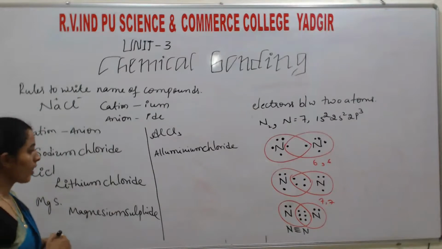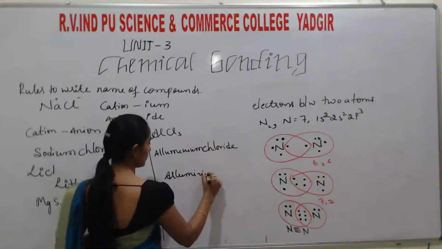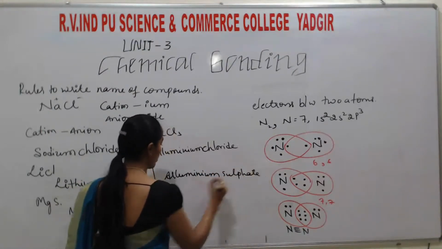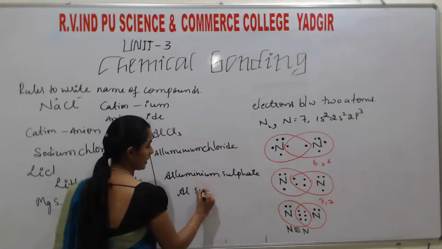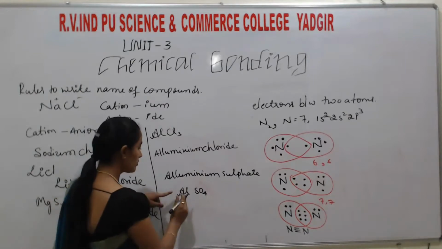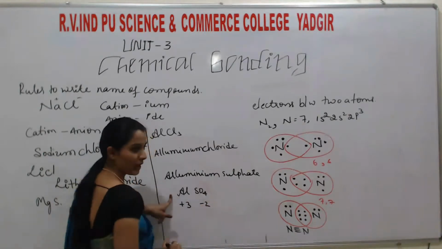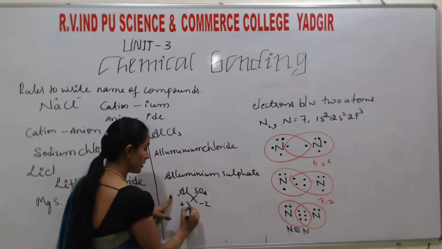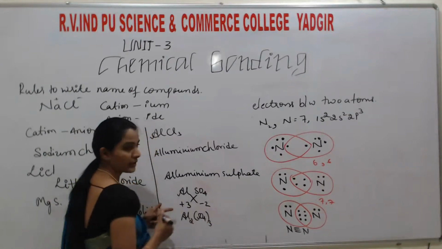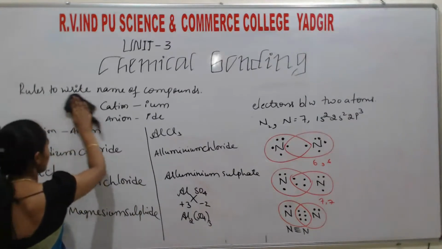Okay, if you want to write the formula also, students, so listen, if they give aluminium sulfate, then you have to write aluminium first, sulfate next. Okay, how to write the formula? So listen, aluminium is with +3 charge, this one is with -2 charge. Cross multiply these two, you will get Al2(SO4)3. So this is how to write the name.